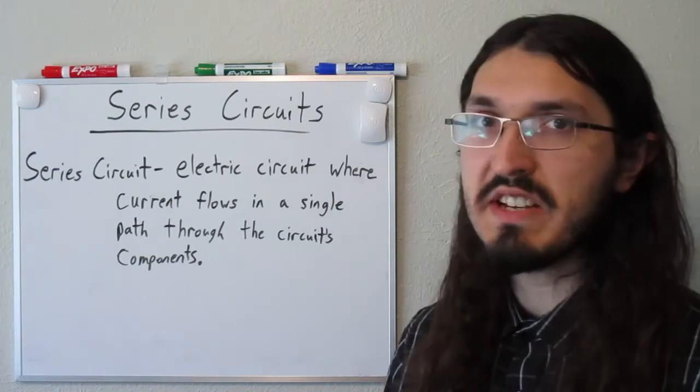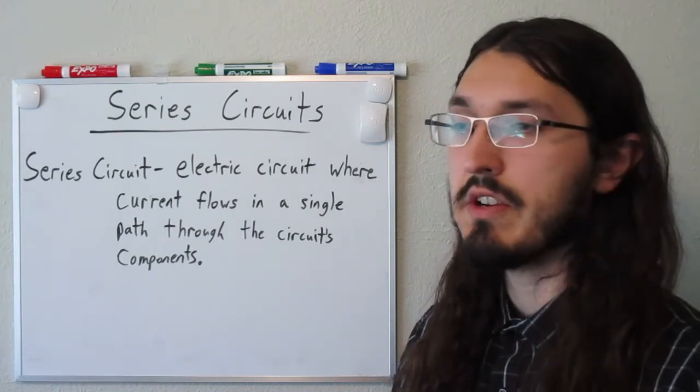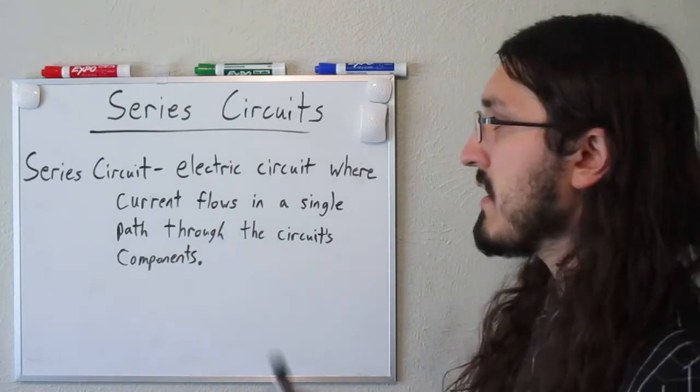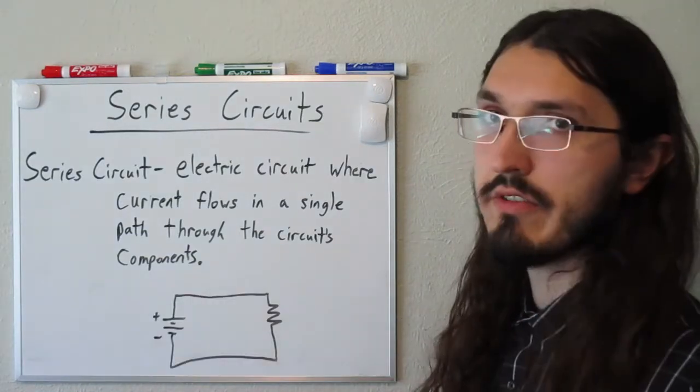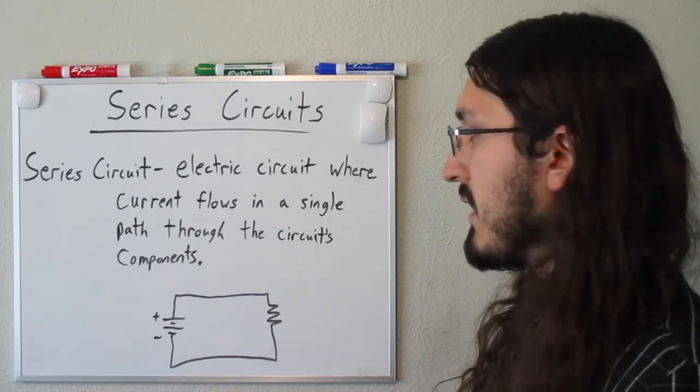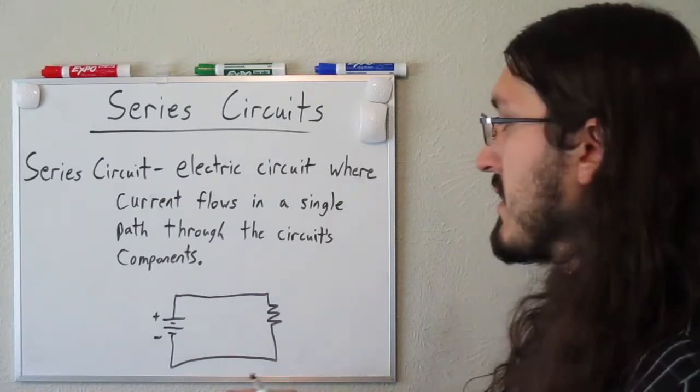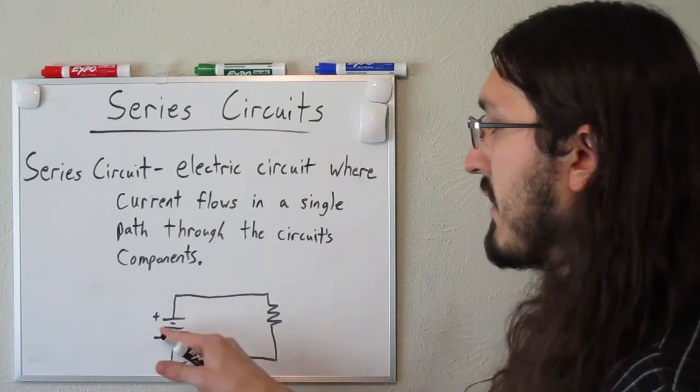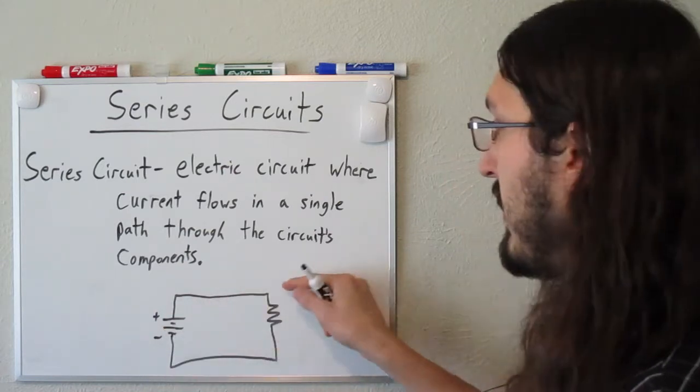We'll talk more about those tomorrow, but in a parallel circuit, the current splits into different paths, whereas series is just a single path. Here's a picture of a very basic circuit. I would be able to tell that this is a series circuit because the current would flow in a single path. There aren't any other paths that the current can branch off into.